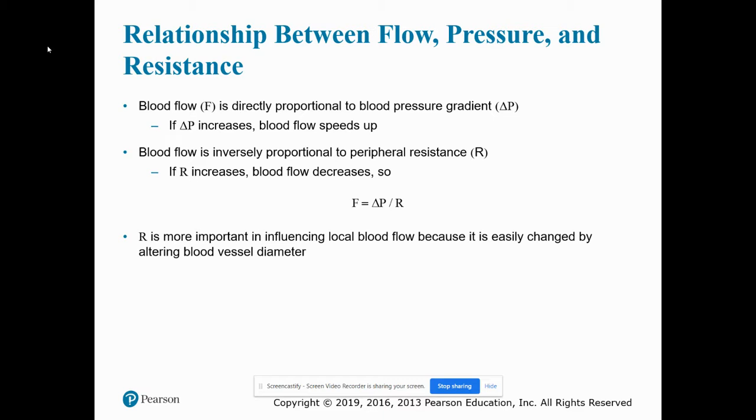Then we have blood flow is inversely proportional to peripheral resistance. So if peripheral resistance increases, blood flow is going to decrease. Again, I would agree with that, right? As the blood becomes stickier, it's going to be more difficult for the blood to flow. Therefore, blood flow will decrease. What we end up with is this equation: blood flow is equal to the blood pressure gradient over resistance. So peripheral resistance is more important in influencing local blood flow, and this is just because it's easily changed by altering blood vessel diameter.